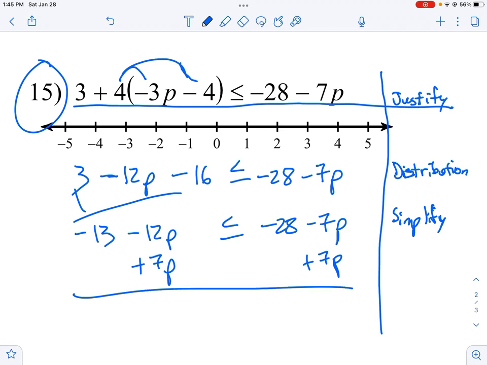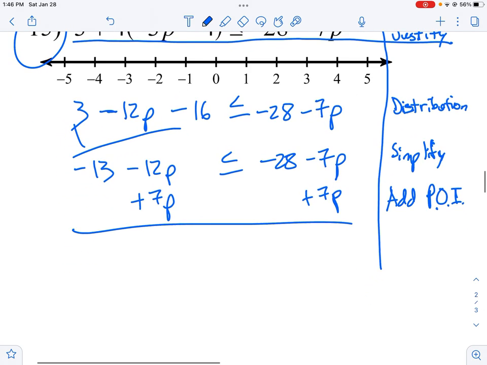The property that lets me add on both sides is addition property of equality, or ADPO. Wait, oh no, it's not an equation, it's an inequality. So I need to change this to POI. Yeah, because it's got the less than or equal to symbol there, so it's POI.